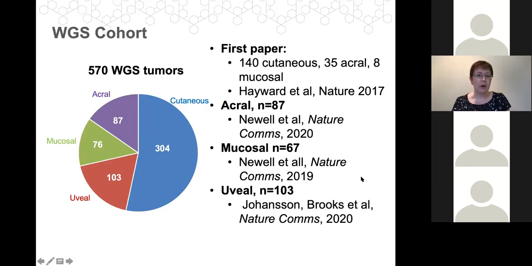Just a quick overview of the cohort. As I mentioned, we have 570 whole genome tumours, and the work we'll be talking about has been published in a few papers in recent years, and we are also doing a larger comparison with a higher number of cutaneous melanomas to compare the different subtypes. The first paper was primarily focused on cutaneous melanomas. In the last couple of years, we have also published the rarer subtype-specific papers for acral, mucosal, and uveal.